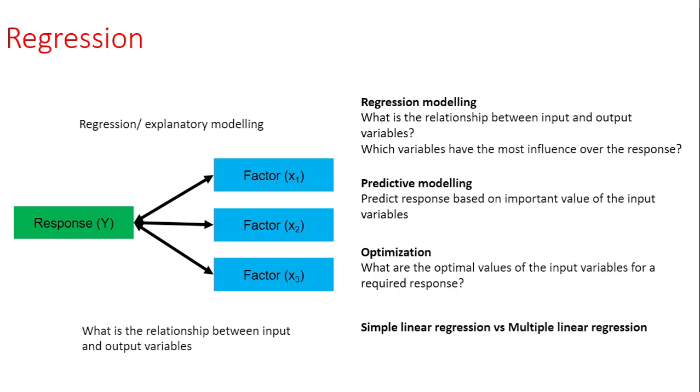Also, you have something called optimization, where you try to determine the optimal values of the input variables for a desired response value. And when you have only one factor, it's usually called simple linear regression. But when you have multiple factors, then you call it multiple linear regression. So let me now switch over to JMP to show you how to conduct simple linear regression.